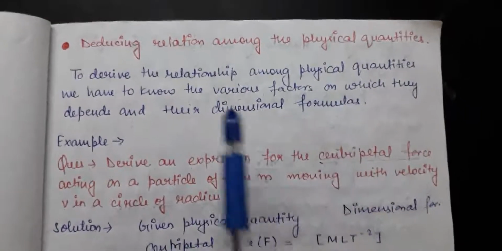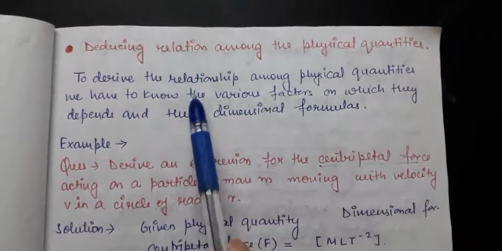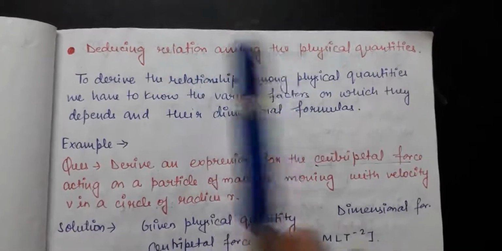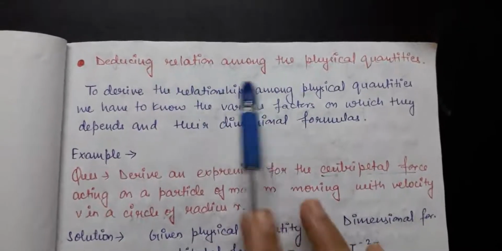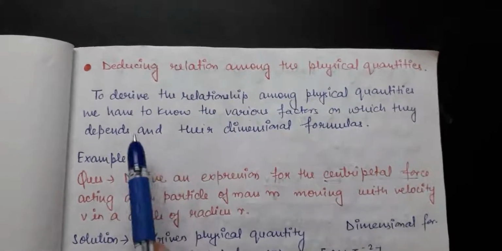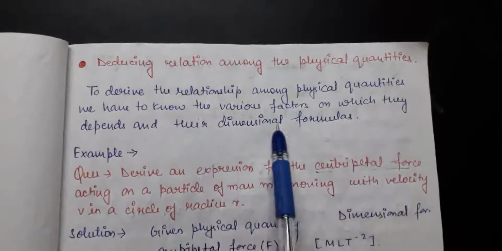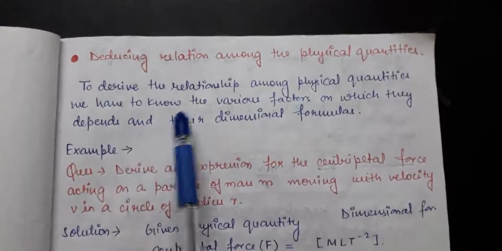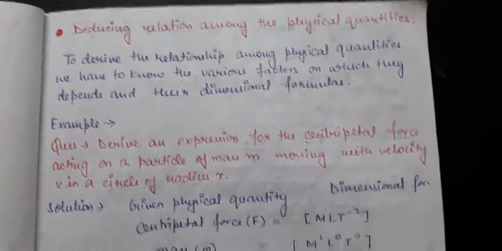This concept says that suppose you have been given any two or three physical quantities. Suppose I give you force, mass, and velocity, and I tell you to find out the relation between force, mass and velocity using the dimensional formulas. So this application works upon the factors on which any physical quantity depends and their dimensional formulas. Means to derive the relationship among physical quantities, we have to know the various factors on which they depend and their dimensional formulas. So let us see how this application works.